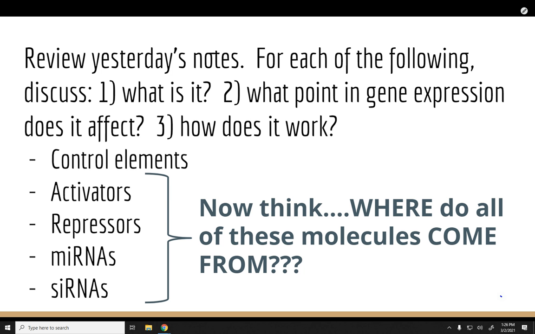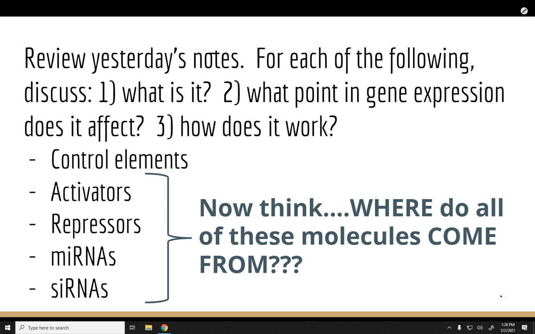I feel like I just stretched your brain a little bit with that question. Where do these come from? Yeah, it all goes back to DNA. You were probably thinking too hard. This isn't a crazy complicated question. What I wanted you to realize is that even the things that control transcription of other genes are also somewhere coded for in the DNA.